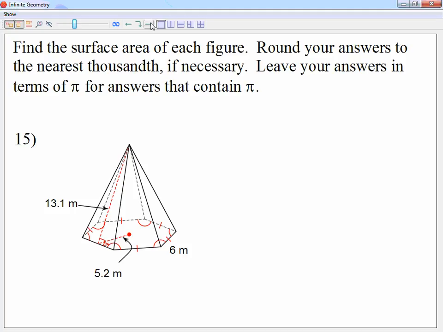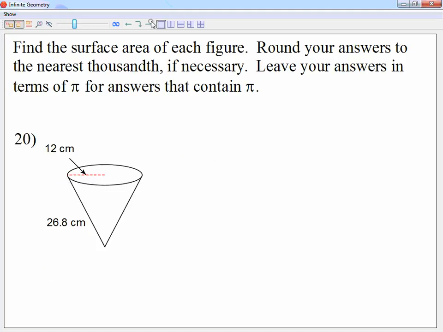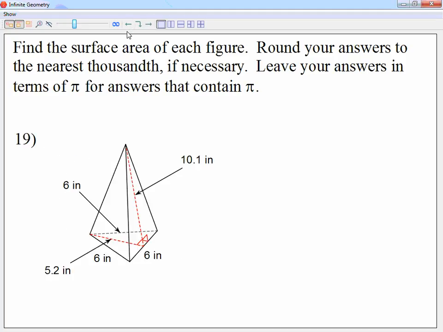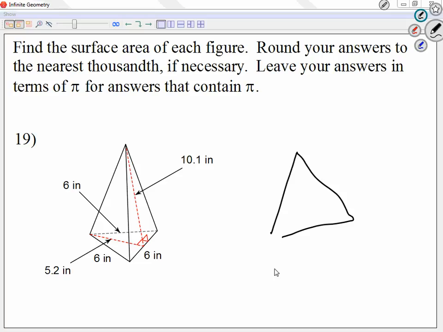So let me take a look at number 19. They're all triangles. So let me get the area of my base first. I know it's a triangle. For the base, I'm gonna go 1/2 times 6 times 5.2, which happens to be 15.6. Whenever we have all triangles, for you to know which one is the base, it's the one triangle that you know the measurements of the three sides.